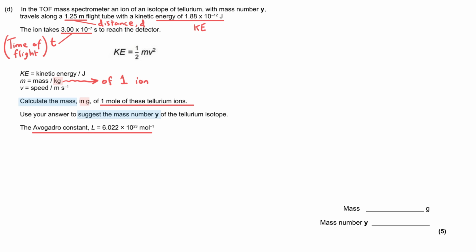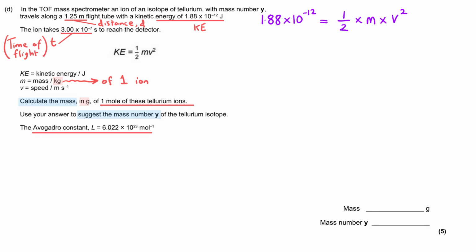We've been given the kinetic energy equation, so let's start with that and see which values we have. We can see that we've got the kinetic energy of 1.88 times 10 to the minus 12, but in fact, that's it. So right now, this is the equation that we've got.